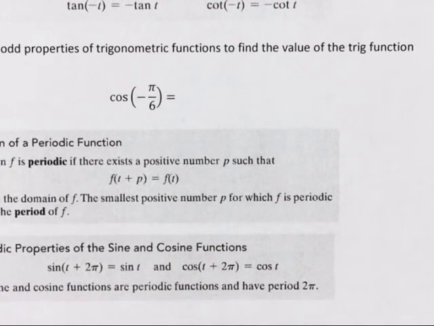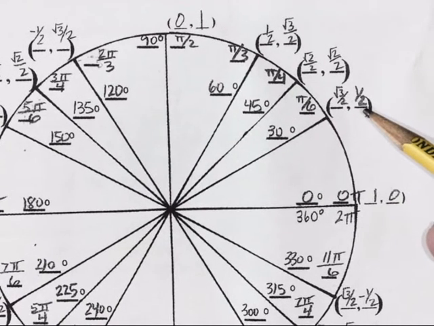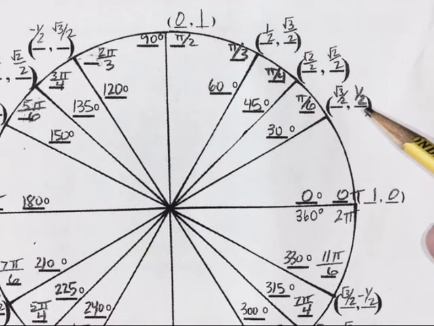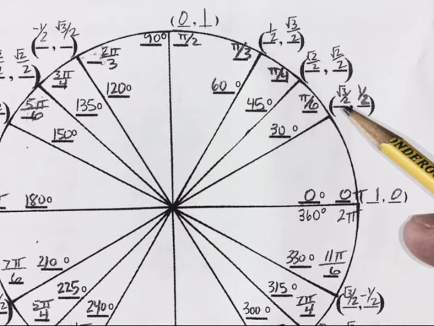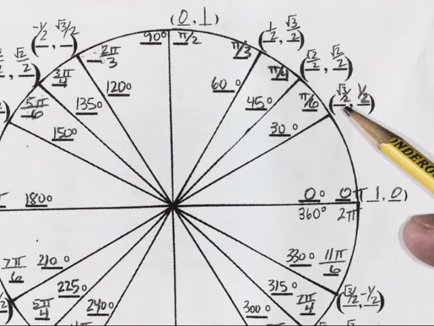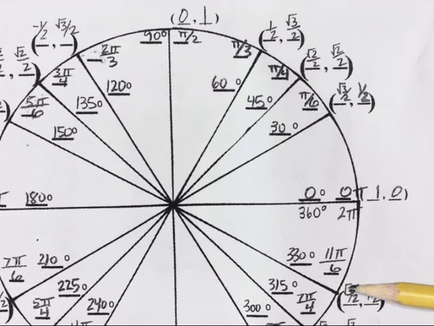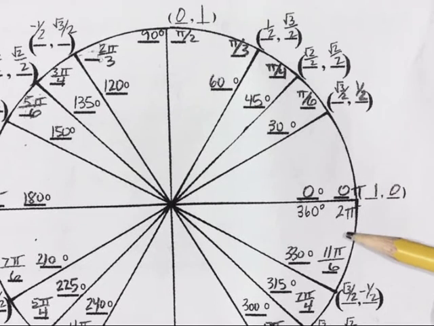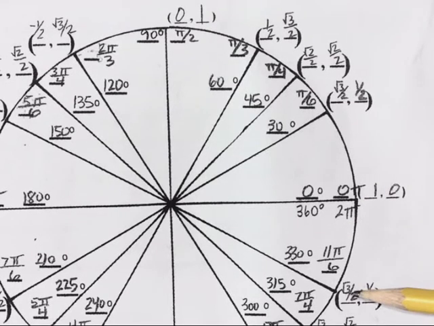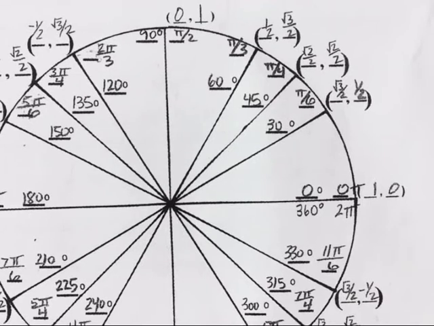So let's look at the cosine of negative pi over 6. Here is pi over 6, which is root 3 over 2. Since cosine is an even function, the cosine of negative pi over 6 should be the same. And we can see on the unit circle that it is. If I move negative pi over 6, that's the same as 11 pi over 6, and notice that that cosine value is still root 3 over 2.